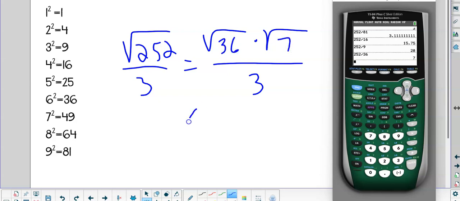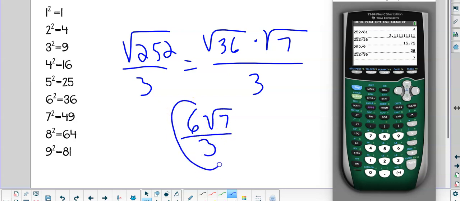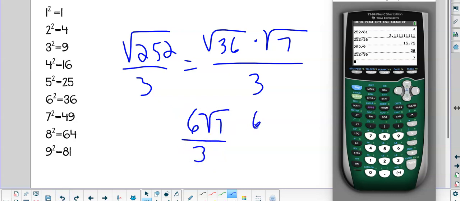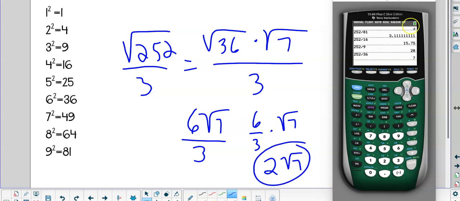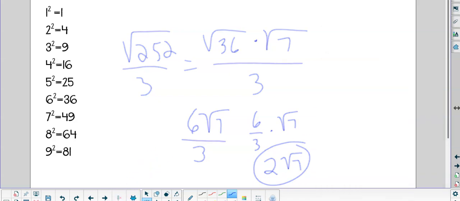So that can be written as 6 square roots of 7 divided by 3. And these guys are like terms. They're both free coefficients. So these can actually be divided. And then we write the square root of 7 on the side. So 6 divided by 3 is 2. 2 square roots of 7 is our final answer. 2 square roots of 7.